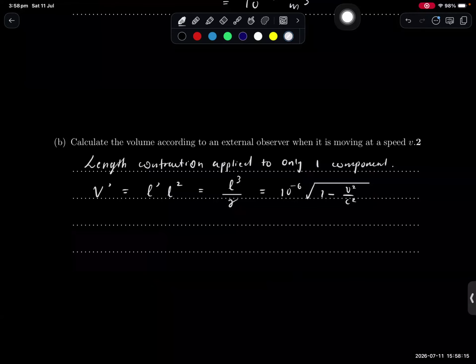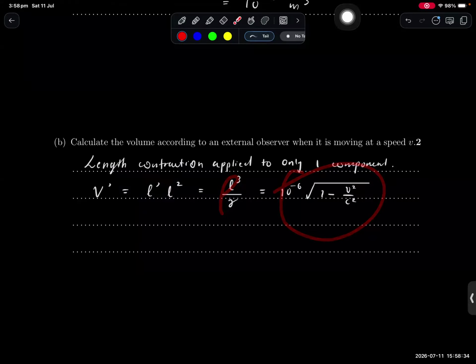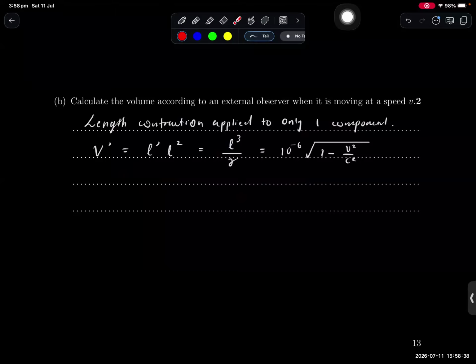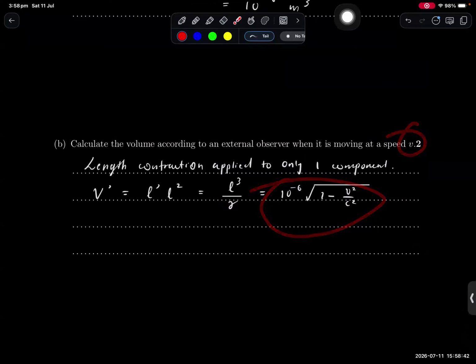We know that only one direction is length contracted, that is the direction along the direction of motion. So only one side is contracted, while the other two sides remain as 1 centimeter. One side is divided by gamma, and then you just do the calculation. It's very simple. We are not given a value for v, so expressing it in terms of v is good enough.